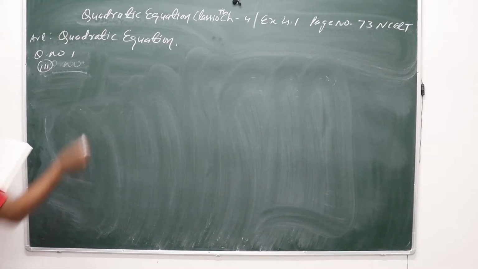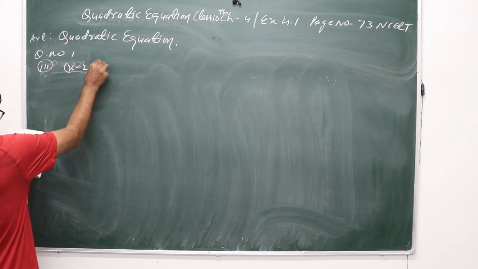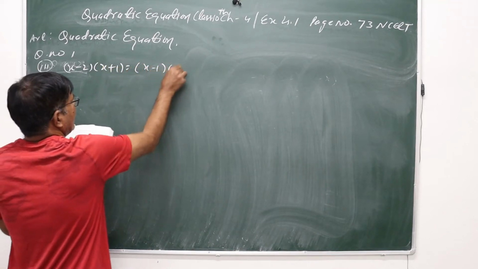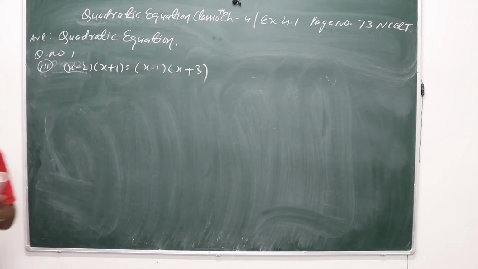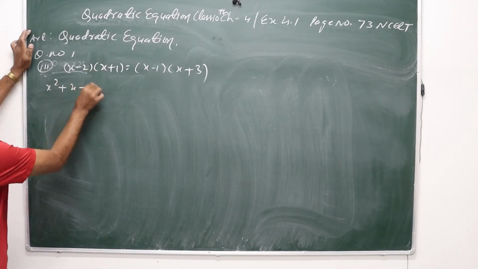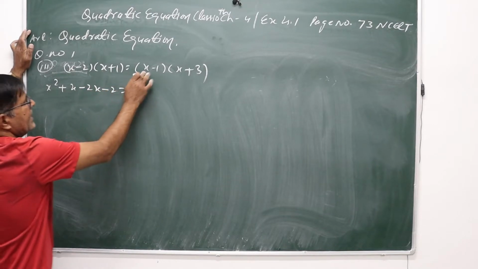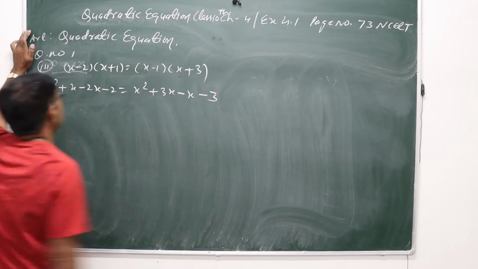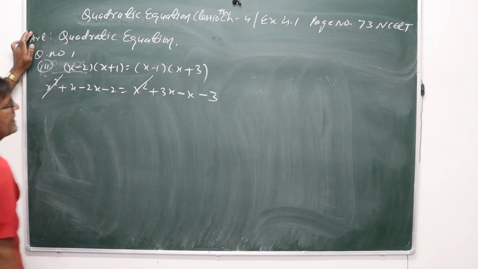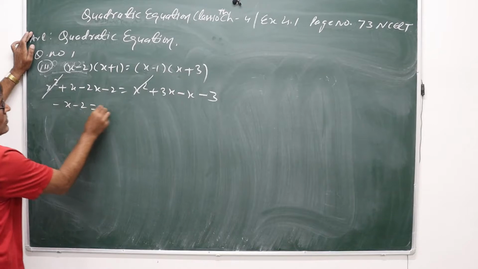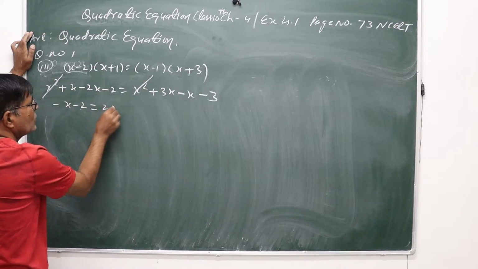Question number first, part 3: x minus 2 into x plus 1 is equals to x minus 1 into x plus 3. First we have to find the product on the left side and the right side. So x into x, x square, plus x minus 2x minus 2. Right hand side, x into x, x square, plus 3x minus x minus 3. This x square will be cancelled out by this x square. So x minus 2x, that is minus x minus 2; right hand side, 3x minus x, that is 2x minus 3.